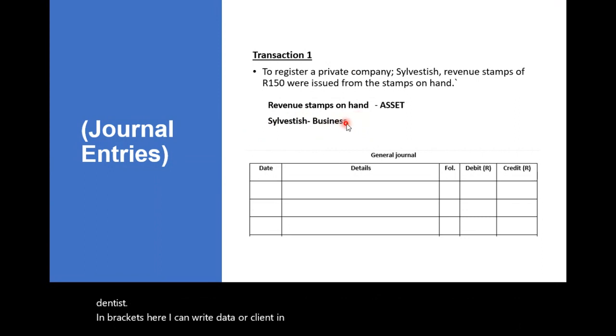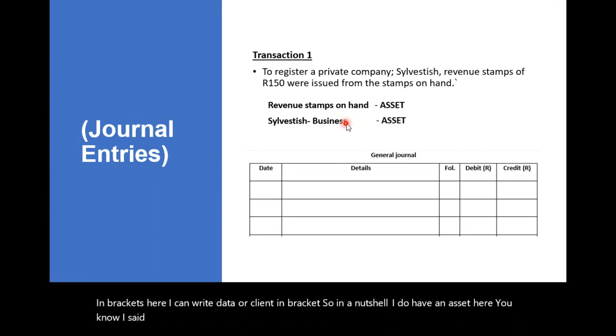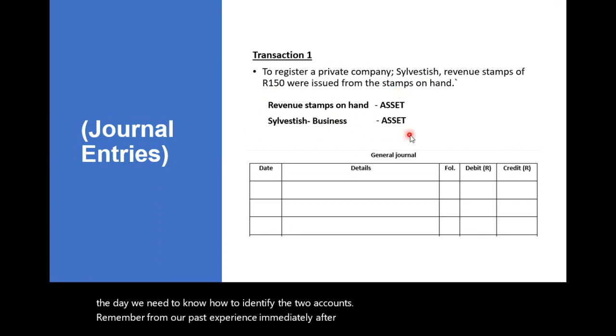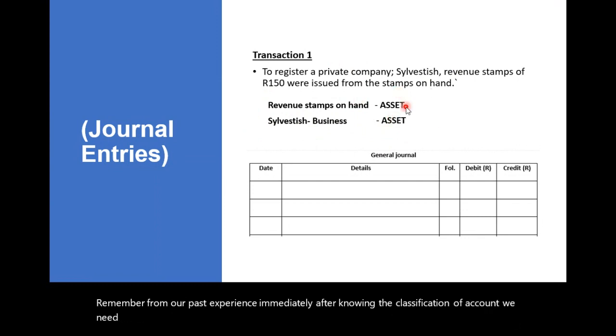So in a nutshell, I do have an asset here. Remember, I said because it's on hand, and I also have an asset here because they owe us. So at the end of the day, we need to know how to identify the 2 accounts. Remember from our past experience, immediately after knowing the classification of accounts, we need to check the movement of these accounts. Let's look at the revenue stamps.